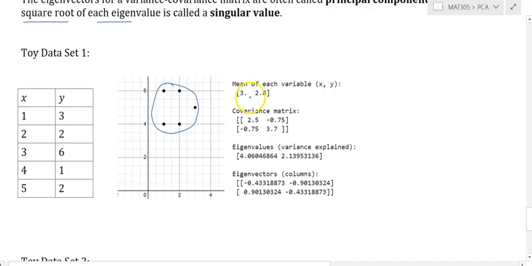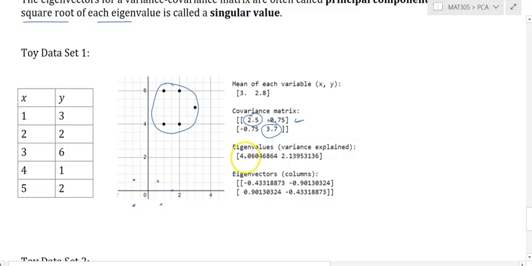If we compute the means, we find that the mean of the x values is 3, not surprisingly, because 3 is the middle value there, and 2.8 is the average of the y values. Again, if we were to recenter these about the origin, I'm not going to be real precise here, it might look something like that. And then we get the variance-covariance matrix of that data, which would be given here. So notice that there's some variance in the x direction, some variance in the y direction, but ultimately, the dominant eigenvalue that we get is 4.06 compared to 2.14.